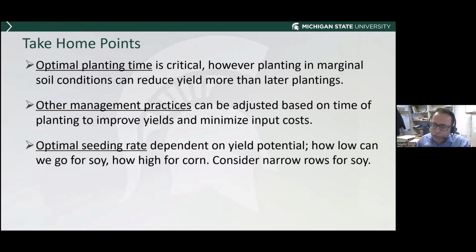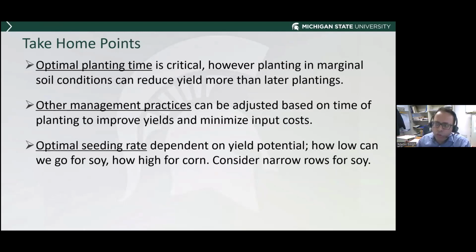We also need to be thinking about changing other management based on our planting time, because that does change as we move in our growing season. Optimal seeding rate is a big one. For soybeans, they do change as we move. For corn, they probably don't, right?